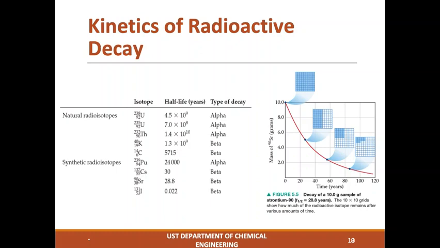Here, each cell in the grid represents a certain mass. From fully shaded, it takes 28.8 years to decay half the initial amount. Then, after another 28.8 years, half of the previous amount decays, and so on. The table on the left shows the half-lives of other radioactive nuclides.